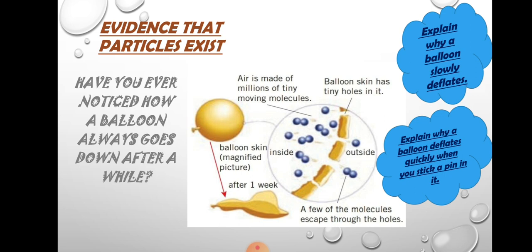Now there is a question. Explain why a balloon slowly deflates. Yes, the skin of the balloon has millions of tiny holes in it. That's why the molecules in air are small enough to pass through these holes, and so the balloon deflates slowly. Now there is another question. Explain why a balloon deflates quickly when you stick a pin in it. When a pin is stuck in an inflated balloon, it deflates quickly because a larger hole has been made through which the gas particles escape.